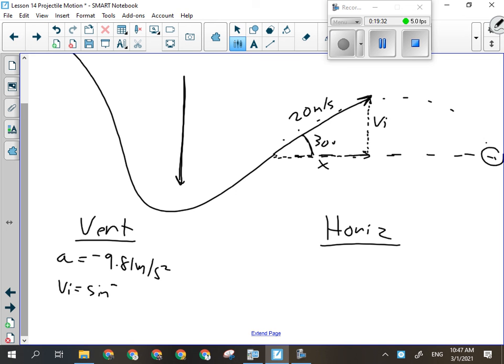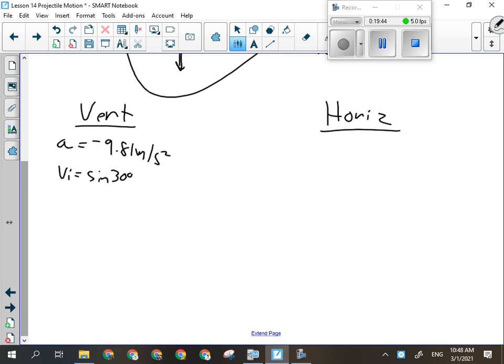So VI is the opposite side. So we'll have the sine of 30 times the hypotenuse here, which is 20 meters per second. So VI is going to be 10 meters per second, and it'll be positive because it'll be up. All right, so when they get launched off of that ramp, they are moving straight upwards at 10 meters per second. They're also moving horizontally at the same time. Everyone okay with that so far?